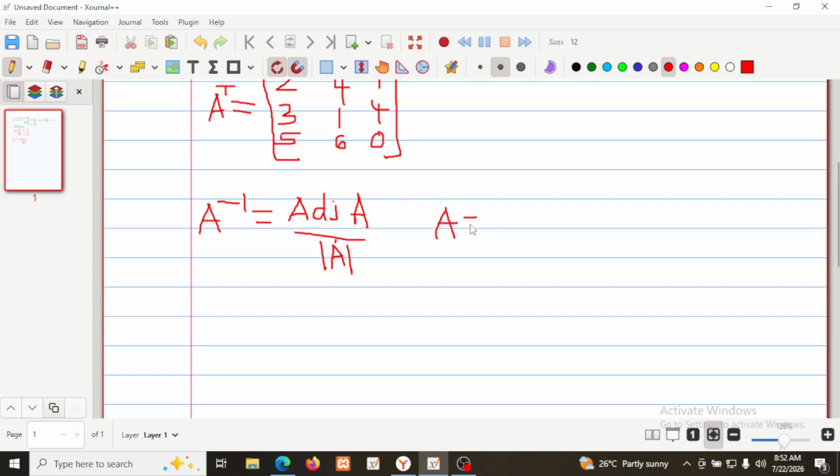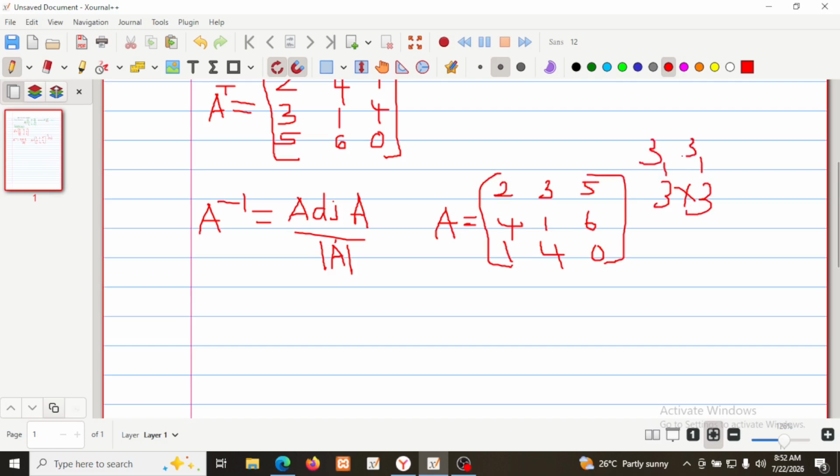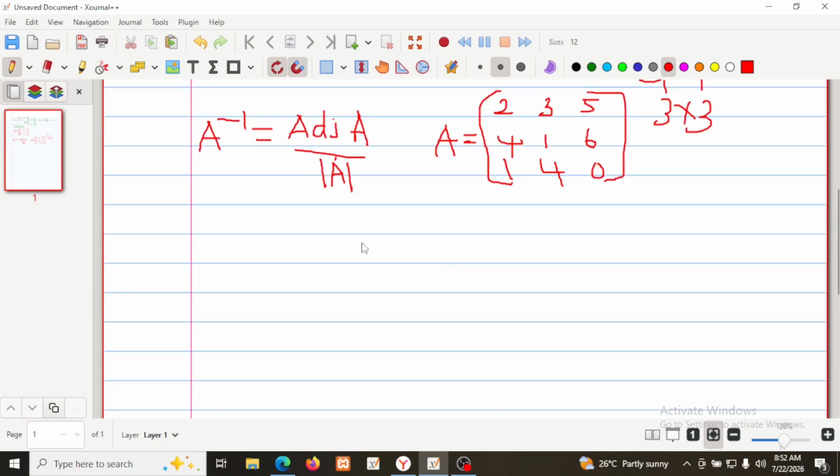We have matrix A, which was 2, 3, 5, we have 4, 1, 6, then we have 1, 4, and 0. This is our 3 by 3 matrix. 3 by 3 means 3 rows, 3 columns. So to find the inverse of a matrix, let's first determine the easy part, the determinant.